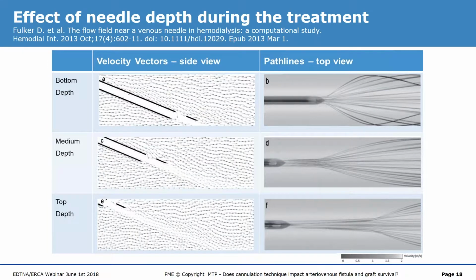Another point that is really important is also the depth of the needle during the treatment. You can see here, if you have the bottom depth, the needle that is almost touching the lower wall of the vascular access, look, also in this case you have a lot of turbulences. And of course, this is because the flow is coming out here. It doesn't have so much space to diffuse, so it's hitting the lower wall of the vascular access and then creating turbulences. If you have the needle in the middle, you can see you still have a little bit of turbulences, but for sure the situation is better, lower turbulences.